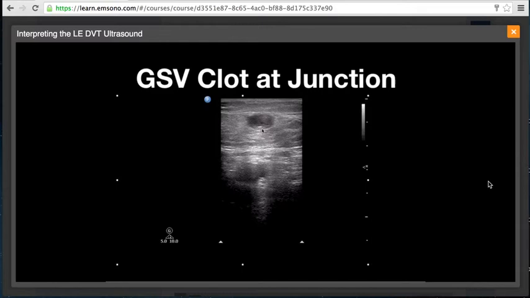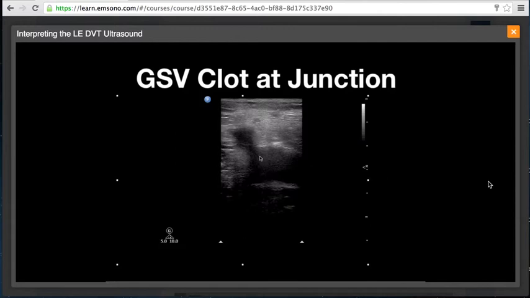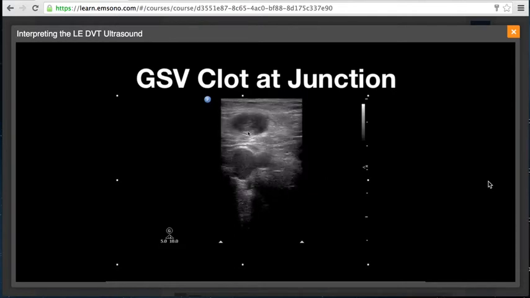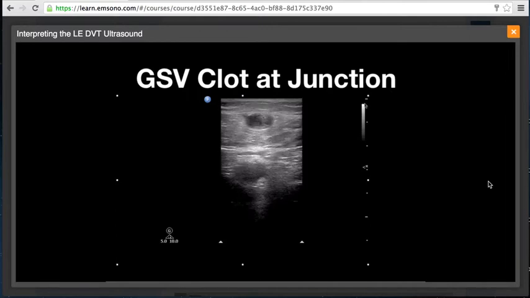Here's another patient who has a clot within their greater saphenous vein that goes right to the insertion point of the common femoral vein. This is why it's important to obtain this view right here. Here you can see the common femoral vein. It was compressible, but if you watch, there is clot in the greater saphenous vein right at that insertion point.